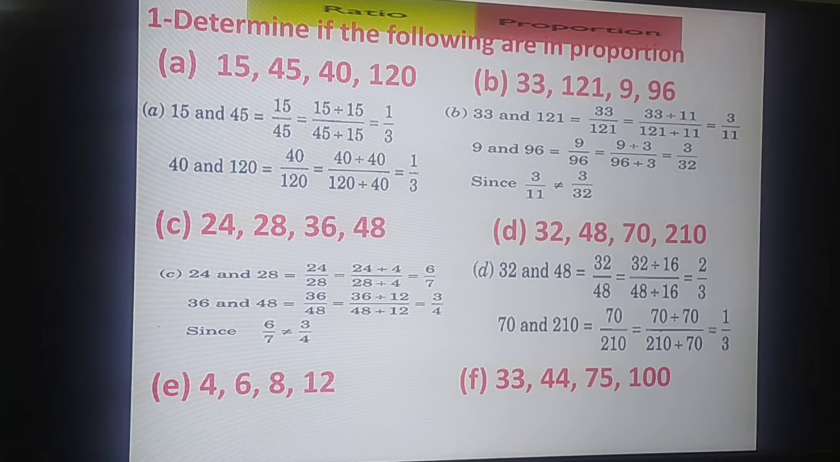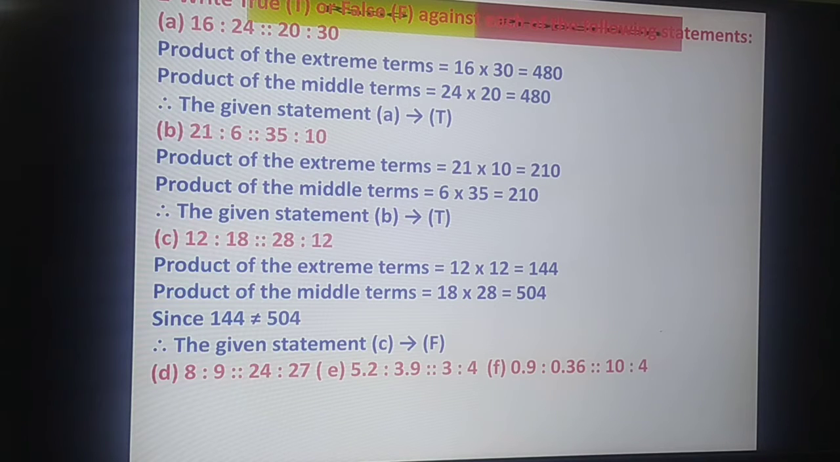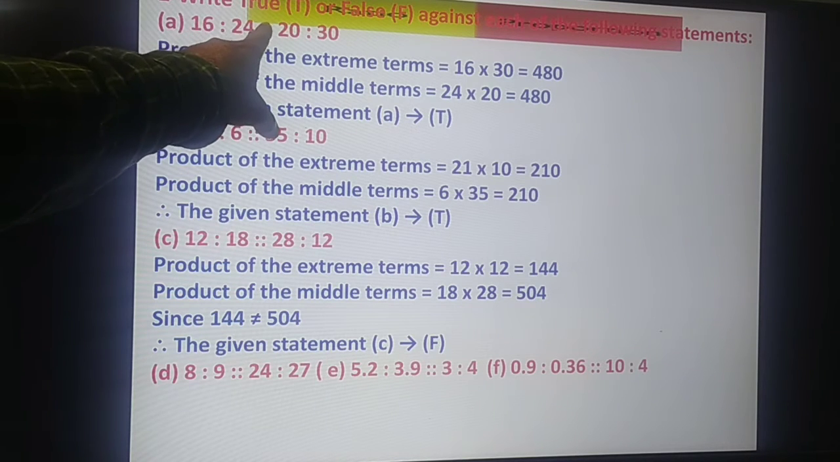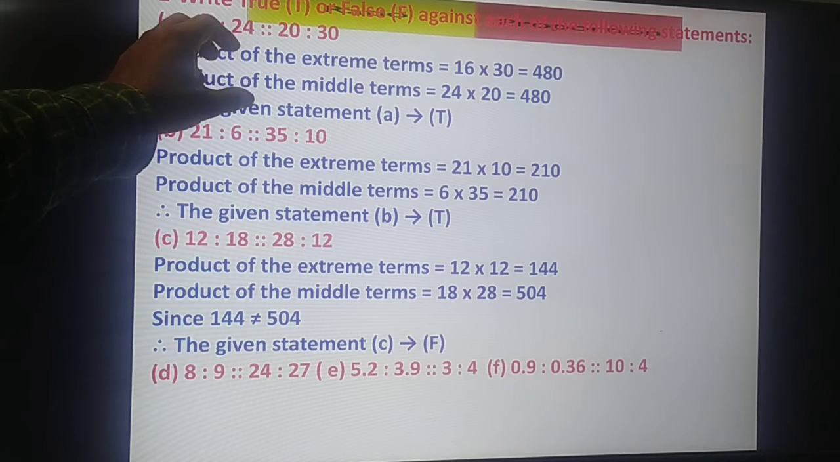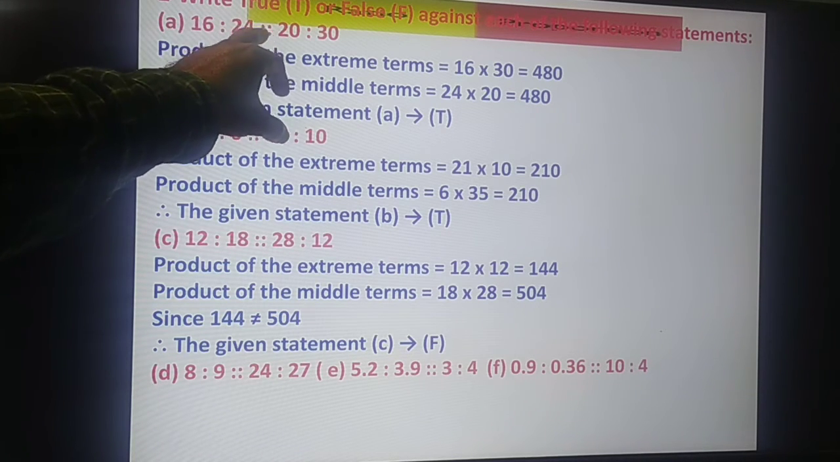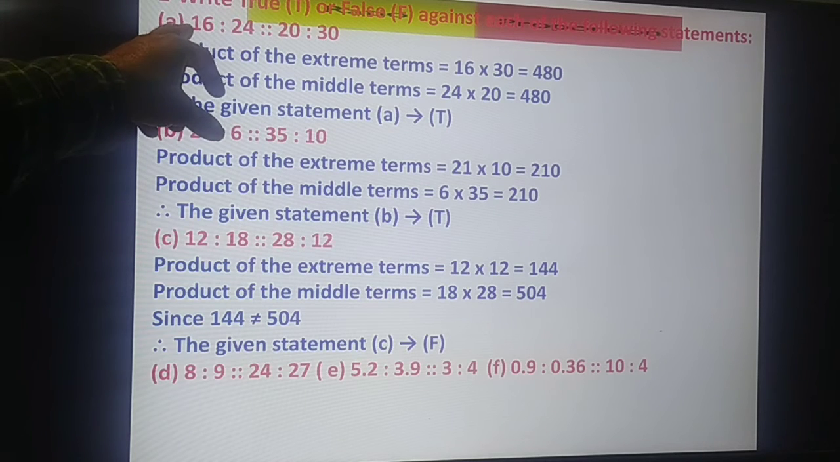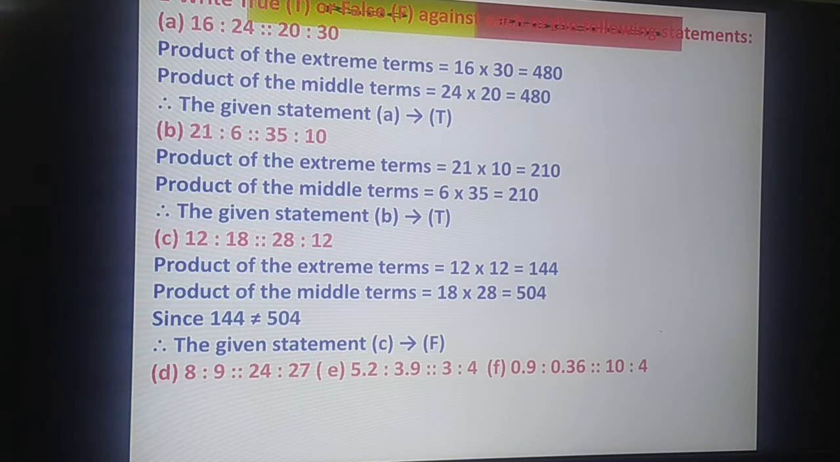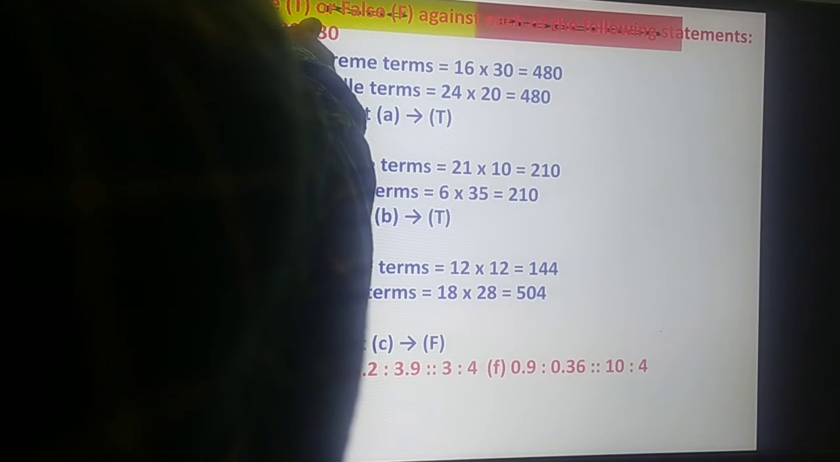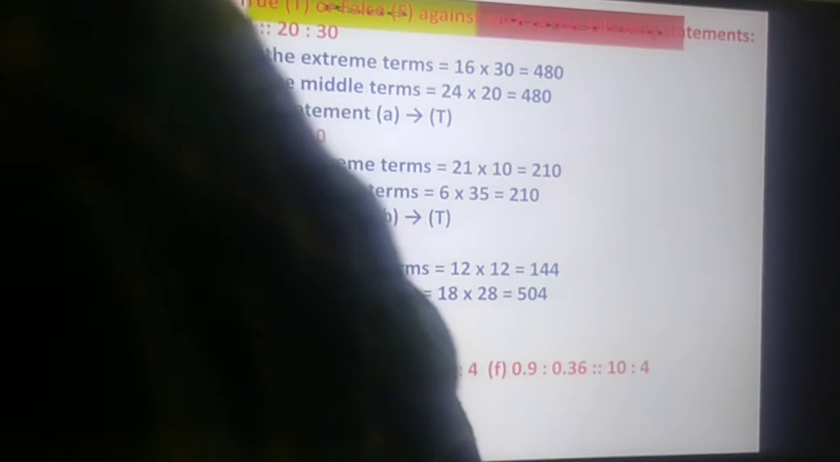You can check whether 33, 44, 75 and 100 are in proportion or not. I have already told you this is the proportion sign. The equal to sign can also be used, but here this 4 dots represents the proportion sign. So we have to check whether these four terms are in proportion or not. Means 16 by 24, whether it is in proportion to 20 is to 30. You already know one method by division, means 16 by 24, whether it is equal to 20 by 30. That is one of the methods.